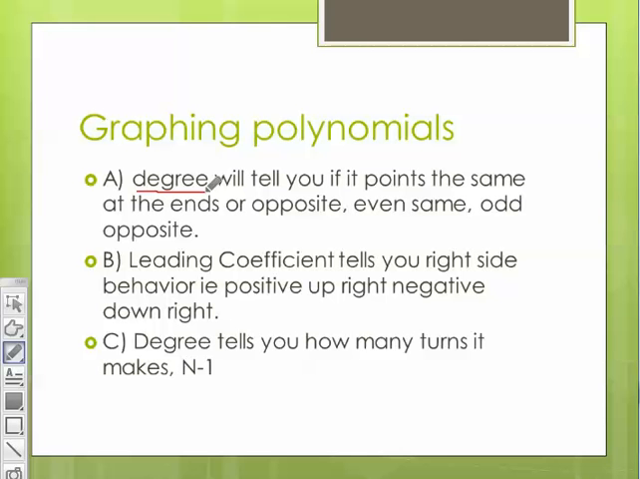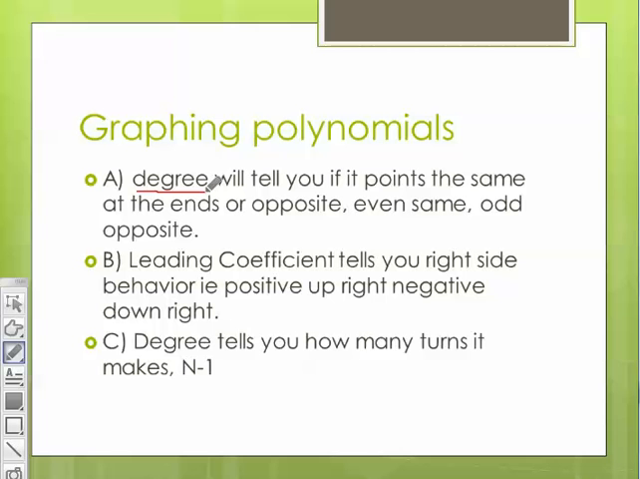Okay? The leading coefficient tells you on the right side whether it's going to point up or point down. If it's a positive number in the leading coefficient, it means it's pointing up. If it's a negative number, it means it's pointing down. The degree tells you how many turns it makes.